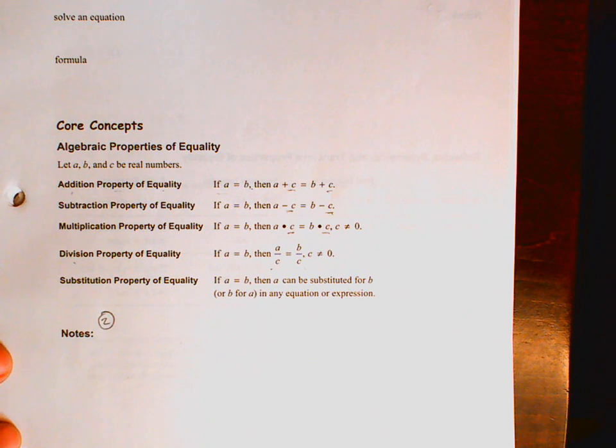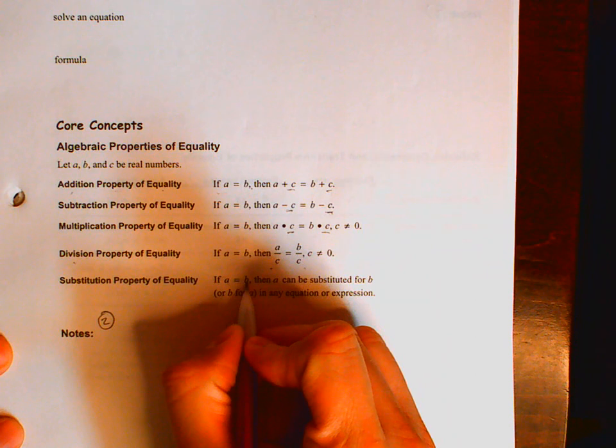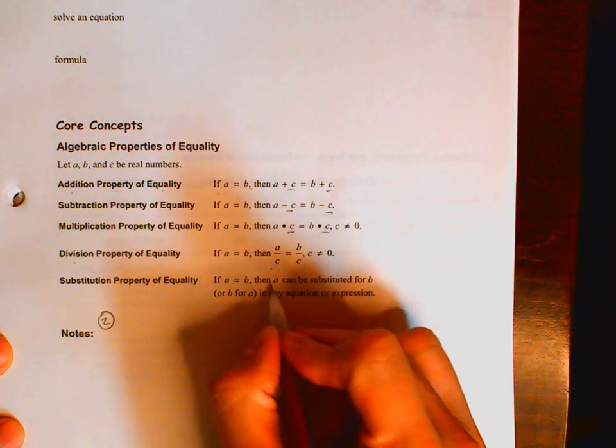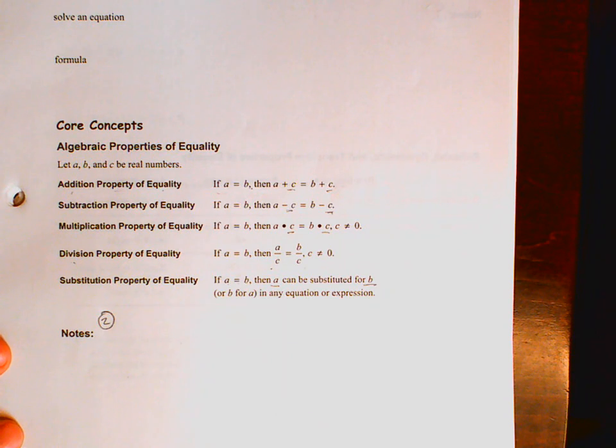Now, substitution property of equality. If A equals B, meaning that it equals a number, then A can be substituted for B in any equation or expression. This is what allows us to solve for many things. Turn the page to 52.